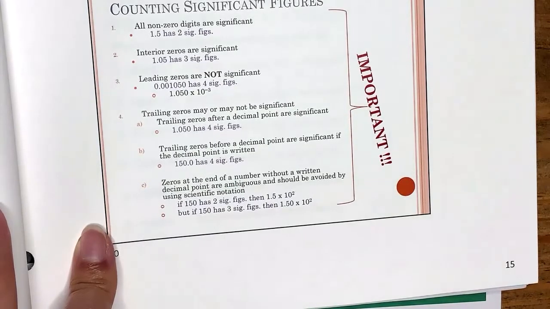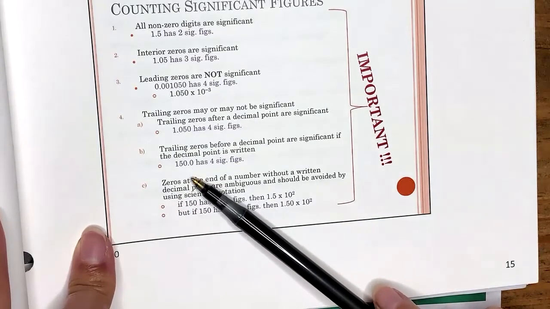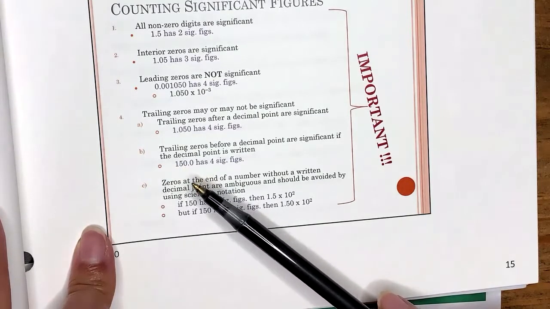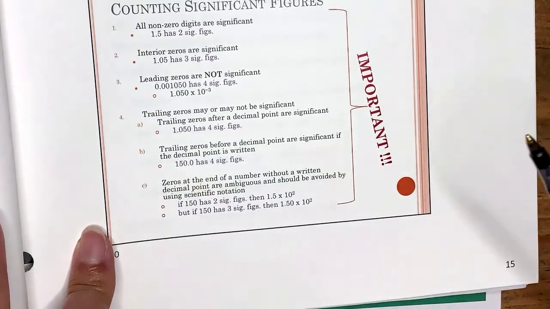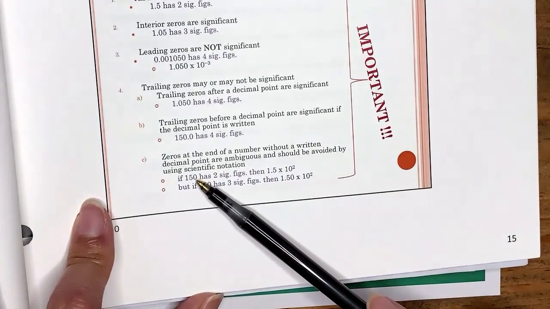So if you have 150.0, that's 4 sig figs, right? That 150.00, that's 5 sig figs. Or if you have 1500.0, then you know all those zeros are significant right there. Now, if you write 150 like that, it's ambiguous. It's not a good way to write it.